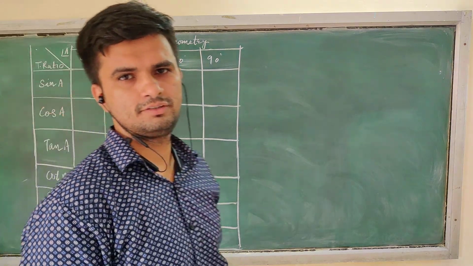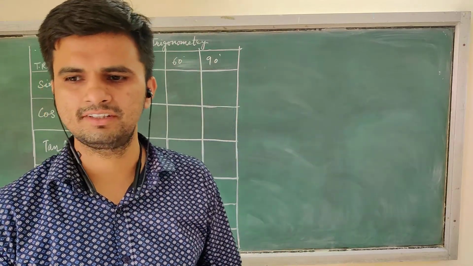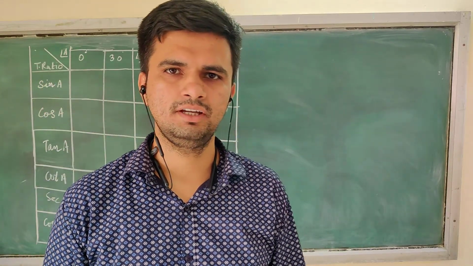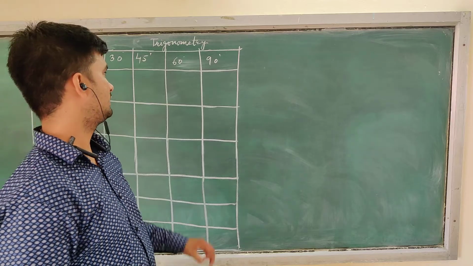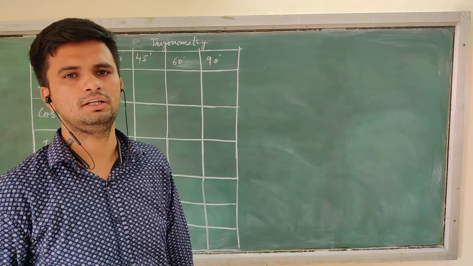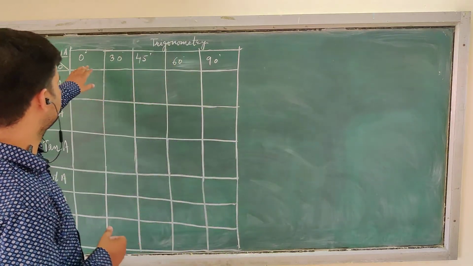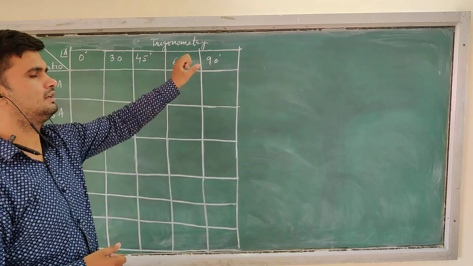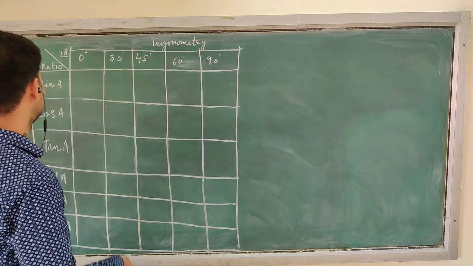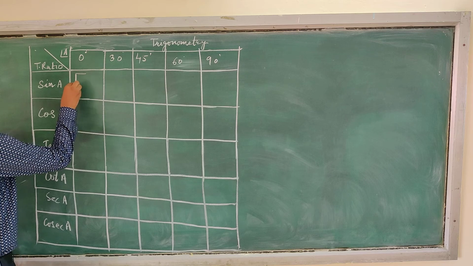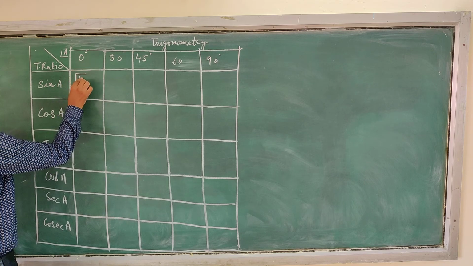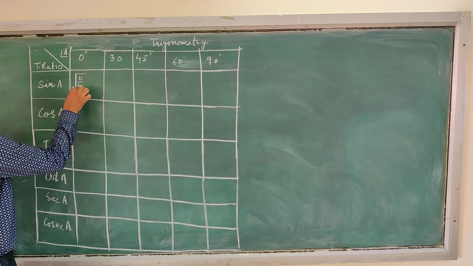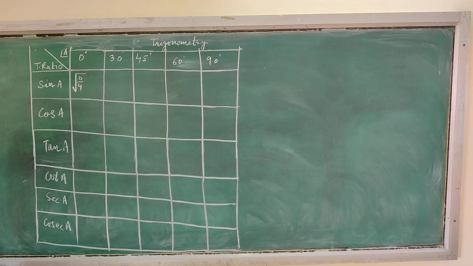Good morning students. In this video we will discuss exercise 8.2 of NCERT. First of all we will start how to make this trigonometric table for these angles 0, 30, 45, 60 and 90 degree. See here, we will start it by writing this sine A as 0 by root 0 by 4.